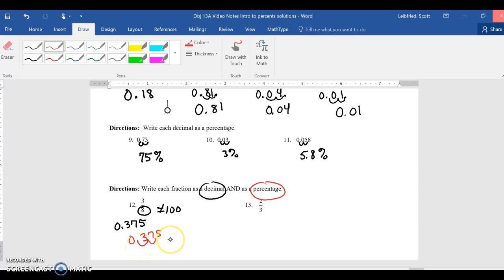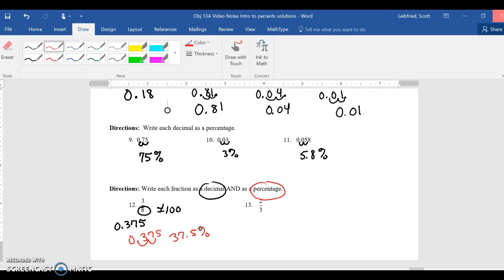1, 2. So we know that this is 37.5%. Once you get better at this, you might actually be able to do it as you go without actually moving it. You can just count over in your head and write it as a percentage. All right, let's look at number 13.